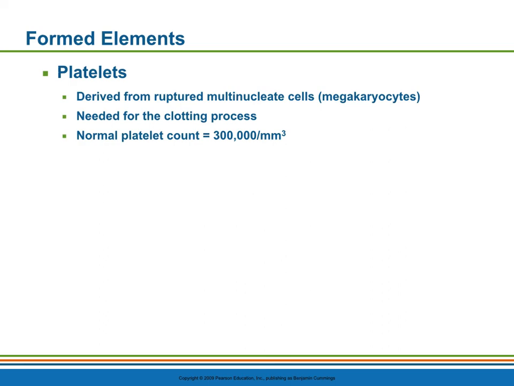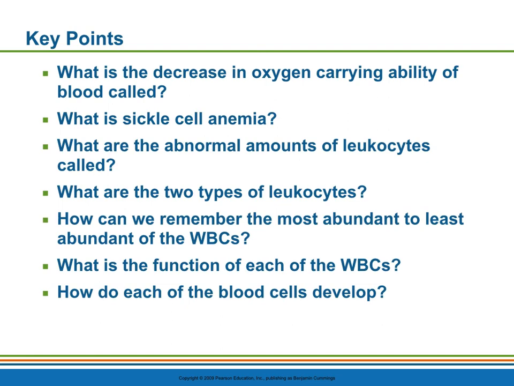Now, what are the key points that we need to remember in this lecture? What is the decrease in oxygen carrying ability of blood called? What is sickle cell anemia? What are the abnormal amounts of leukocytes called? What are the two types of leukocytes? How can we remember the most abundant to the least abundant of the white blood cells? What is the function of each of the white blood cells? And how do each of the blood cells develop? That'll do it for this particular lecture, and we'll move on to lecture number 3.